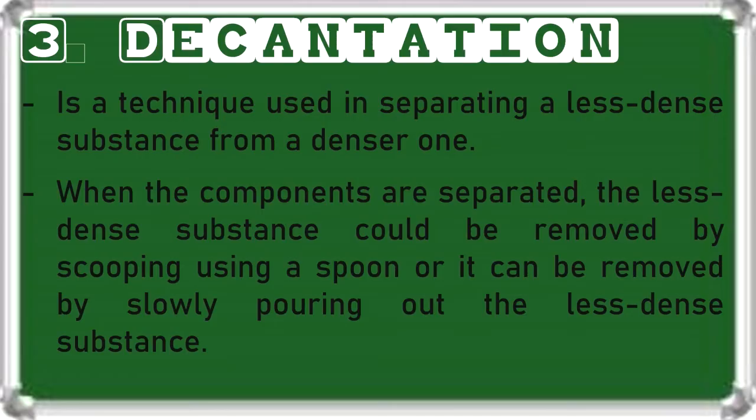When the components are separated, the less dense substance could be removed by scooping using a spoon, or it can be removed by slowly pouring out the less dense substance. So, paano ba ginagawa yung decantation? So, pwede nating i-separate ang components, ang less dense from denser components of the mixture by scooping. Yan, scooping daw using a spoon, or it can be removed by slowly pouring. So dahan-dahan na buhos para yung less dense substance ang mahihiwalay natin sa denser substance.